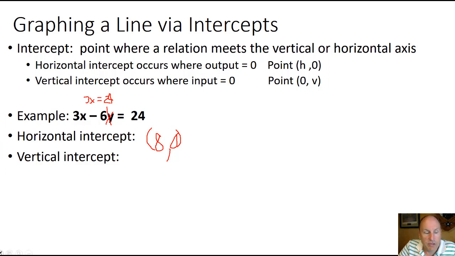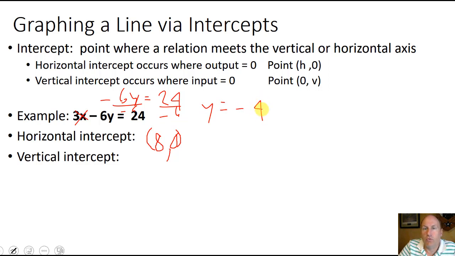Now, to find the vertical intercept, I do a related thing. Since on the vertical intercept, the input is 0, I'm going to take this 3x term and set x equal to 0, the input. And so what I'm left with is negative 6y equals 24. Okay, so if negative 6y equals 24, I'm going to use the division property of equality. To solve this, divide both sides by negative 6. And so I'm going to get y equals negative 4. So y equals negative 4 is the y coordinate of my vertical intercept. So my vertical intercept is at 0, negative 4.